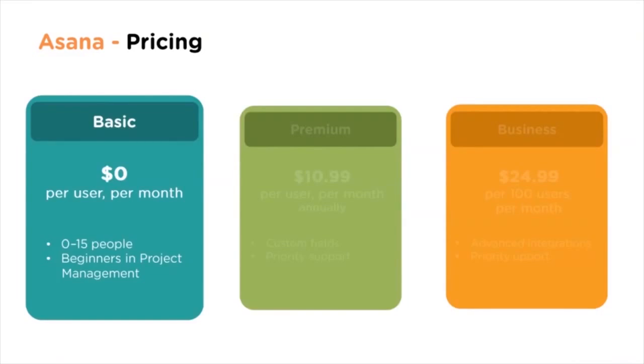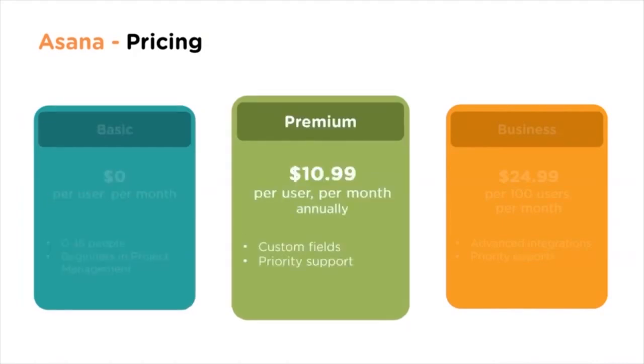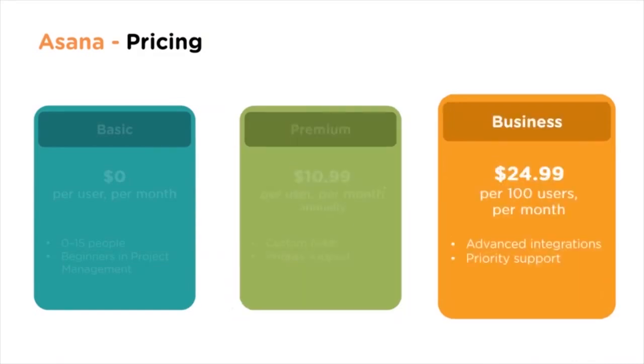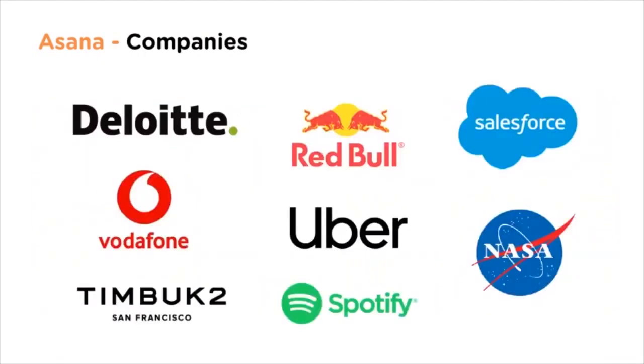The pricing includes the basic model Asana provides 0 to 15 people, beginners in the project management. So premium includes custom fields, priority support, where the pricing is $10.99 per user per month annually. The business version includes advanced integration, priority support, and it costs $24.99 per 100 users per month. The companies which use Asana are Deloitte, Vodafone, Red Bull, Uber, Salesforce, NASA, etc.